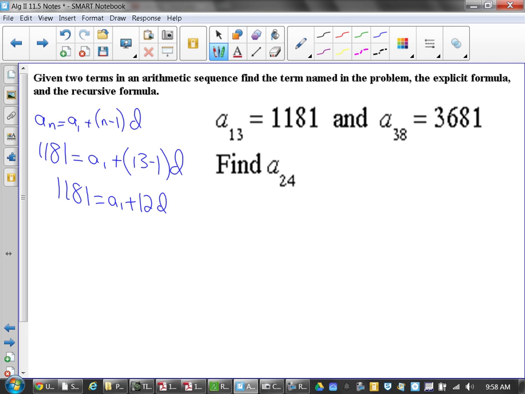Do the same thing with the 38th. The 38th term is 3681. That's my first term plus 38 minus 1 times my difference. I get first term plus 37d is 3681. For systems of equations, I'm hoping you'll notice you want to eliminate your first term. Do we agree? Yeah. So I'm going to take the equation written in red and subtract the equation written in blue. All right?